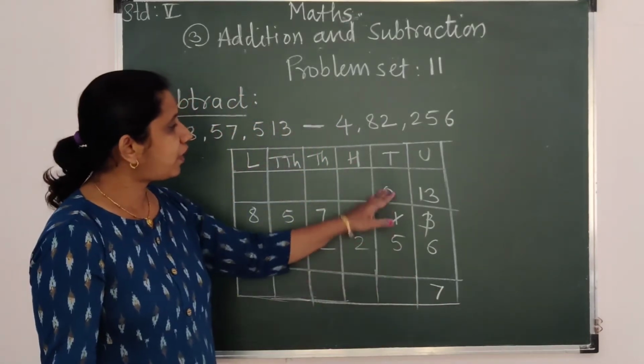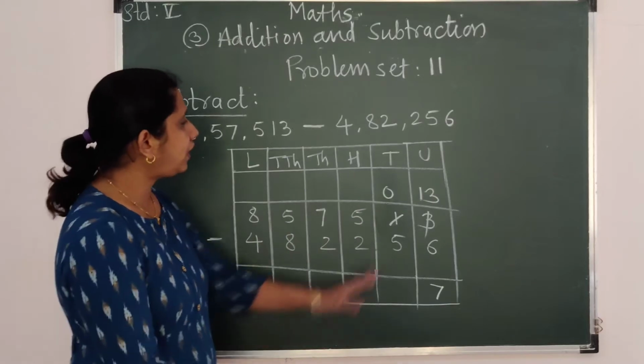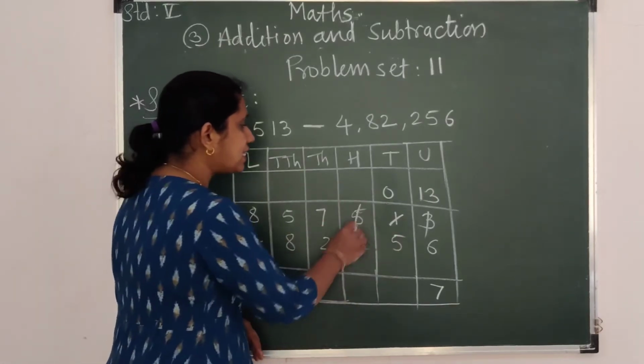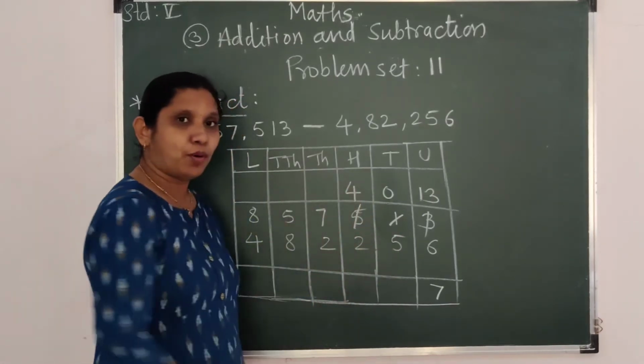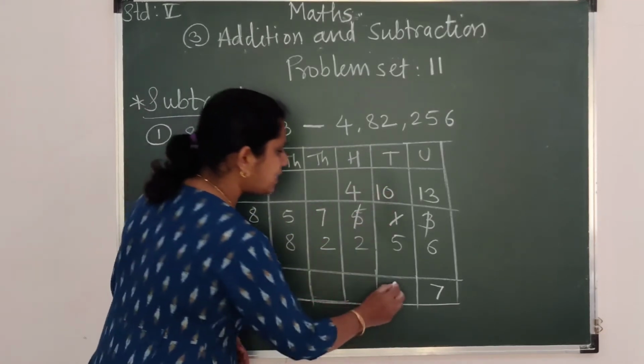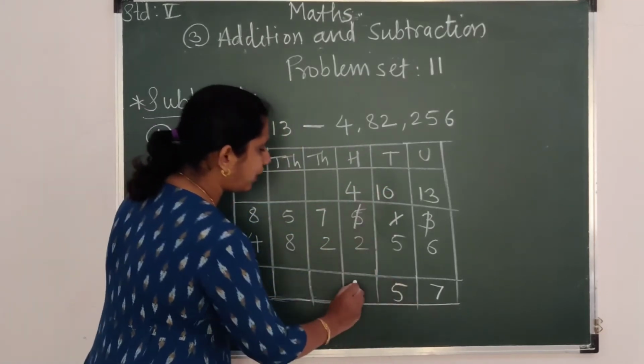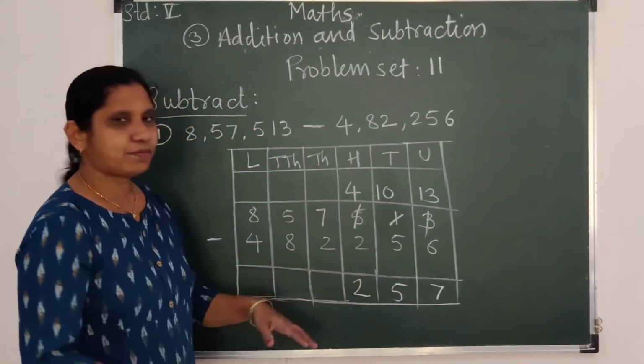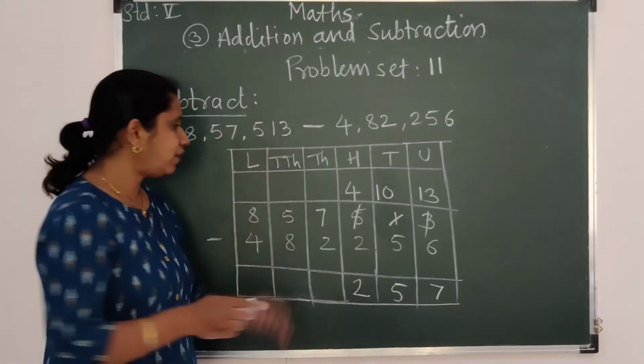Now we have to subtract 5 from 0. Do not worry, go to the hundreds place. Cancel this 5, what will remain? 4. This becomes 10. 10 minus 5, it is very simple. 5 only. 4 minus 2, 2. 7 minus 2, 5 remains.